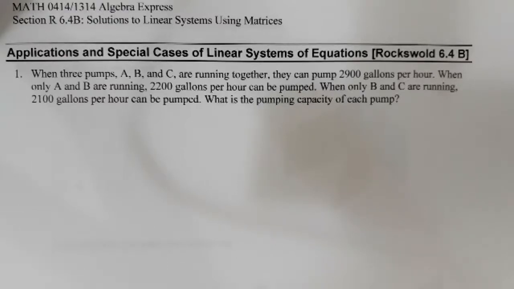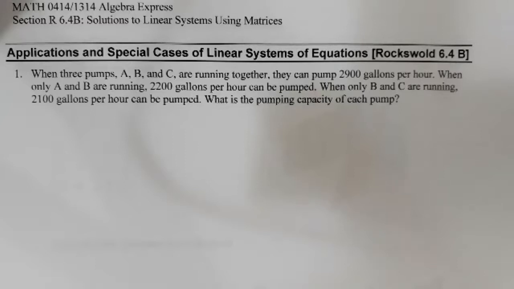This first problem says when three pumps A, B, and C are running together, they can pump 2,900 gallons per hour. When only A and B are running, they can pump 2,200 gallons per hour. And when B and C are running, they pump 2,100 gallons per hour. So what is the pumping capacity of each pump?